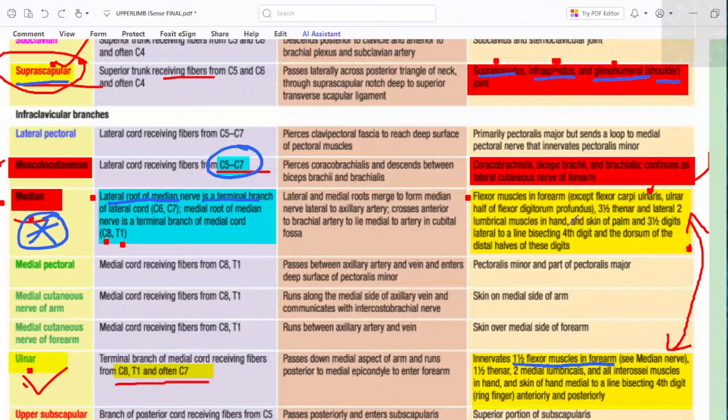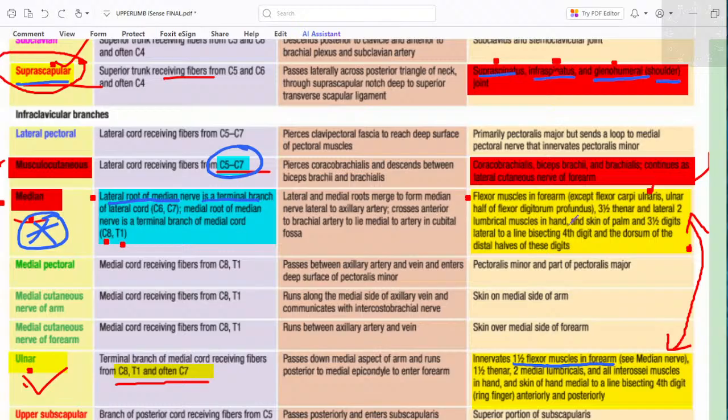Once again, median nerve supplies all the flexors of the forearm except two muscles: flexor carpi ulnaris and the ulnar half of flexor digitorum profundus, which is supplied by the ulnar nerve. Better to say ulnar half.